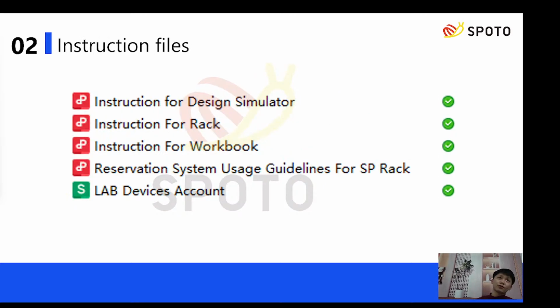And here are some instruction fields. This field will guide you how to proceed for the design simulator, for the racks, for the workbooks, and the reservation system.